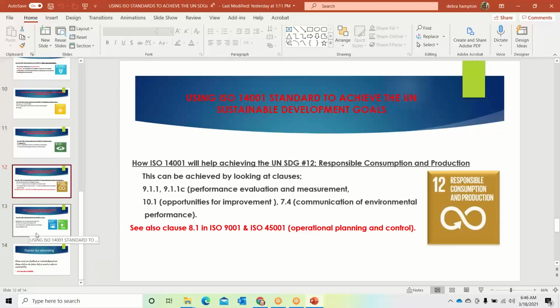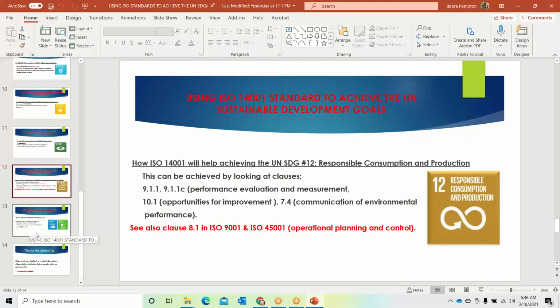Also in clause 10.1, which talks about opportunities for improvement. The organization needs to understand that whatsoever operational activities they are carrying out, there are some risks and opportunities. So they should dwell more on these opportunities and make sure they carry out improvement in order to fulfill the standards or the requirements.